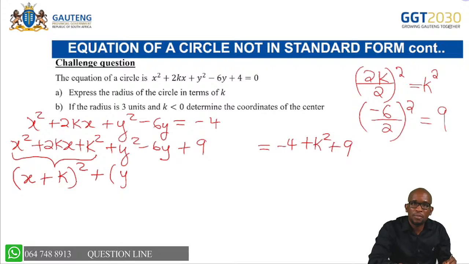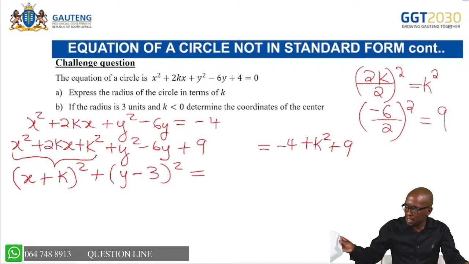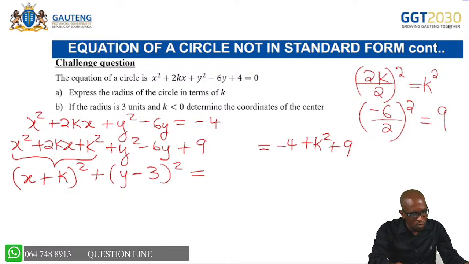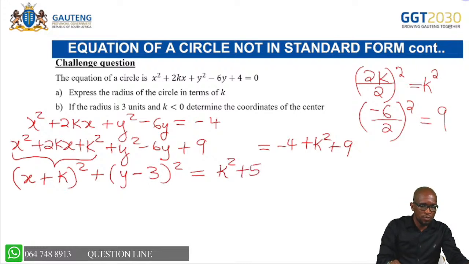In this case, the middle term is negative, so this would be minus. We take the square root of the last term, in this case 9, the square root of 9 becomes 3, and we square the result. This would be given by minus 4 plus 9 plus k. If we simplify, we get k squared plus 5. So we obtain k squared plus 5. So that would be the equation.